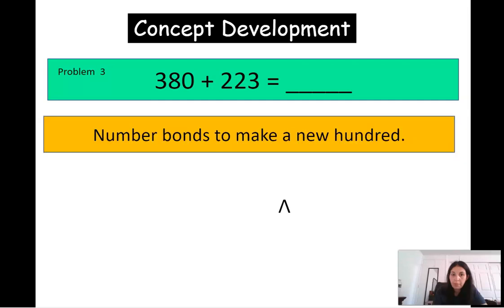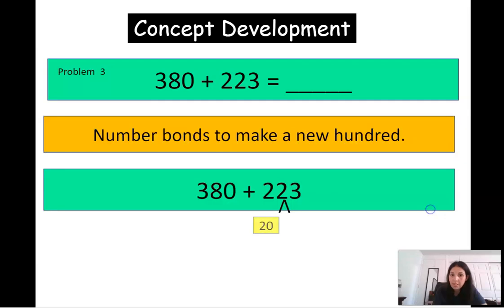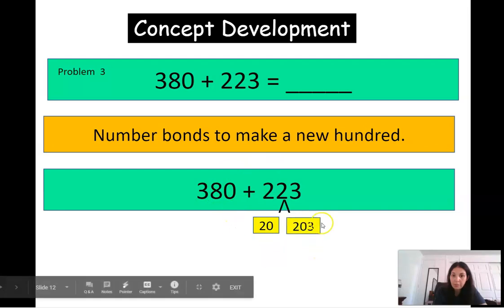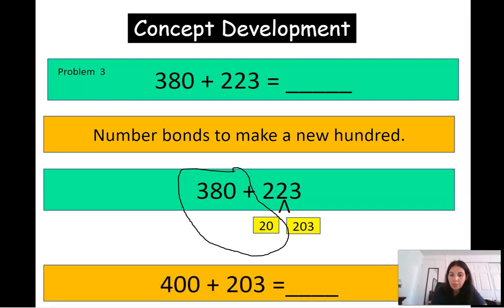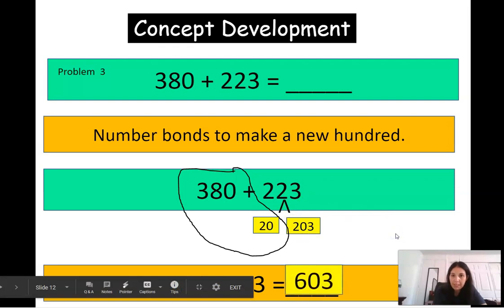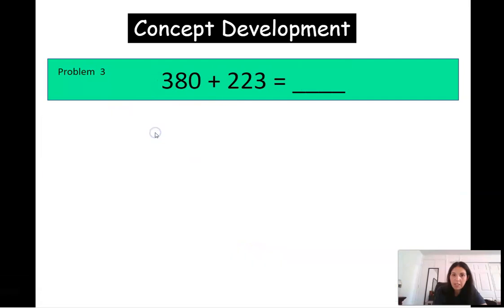Okay. And we can also use a number bond. Taking part 380 plus 223. So we can take 20 to bring over to this 80 to make it 400. And then what we're left with is 203. So now our new addition problem is 400 plus 203. This makes it super simple to add. So we get 603. Either one that you use, you would still get the same answer.